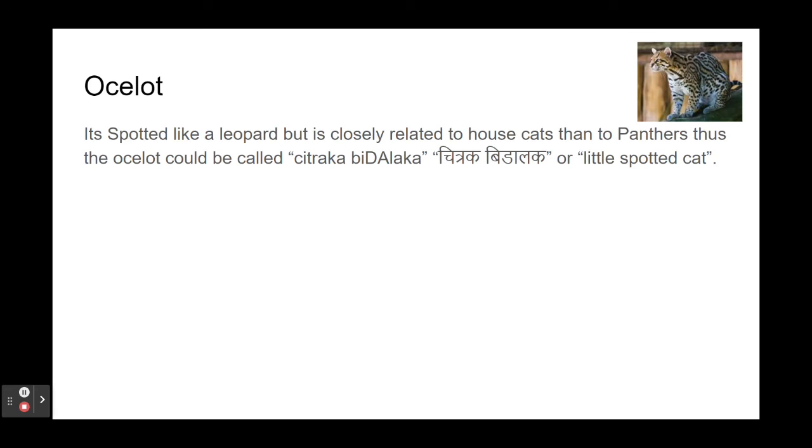The ocelot. It's spotted like the leopard, but is more closely related to house cats than to panthers, thus the ocelot will be called Chitraka Bidalaka, or little spotted cat.